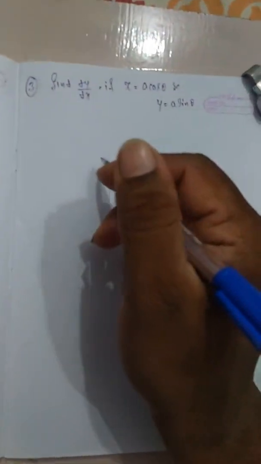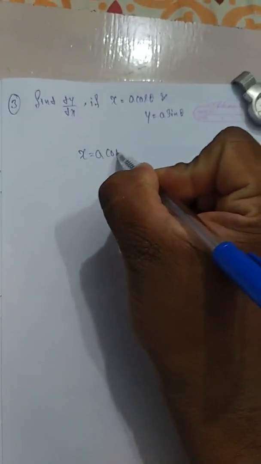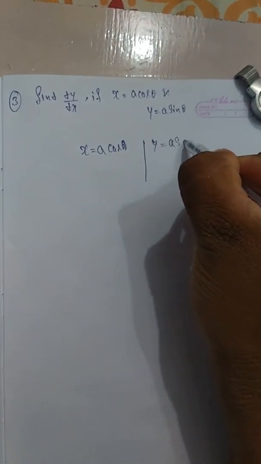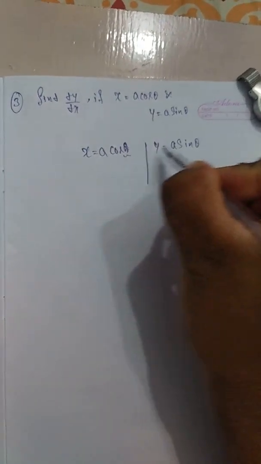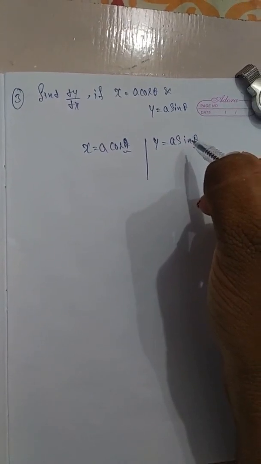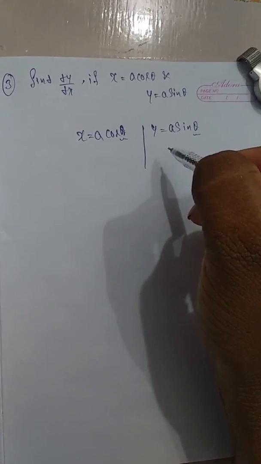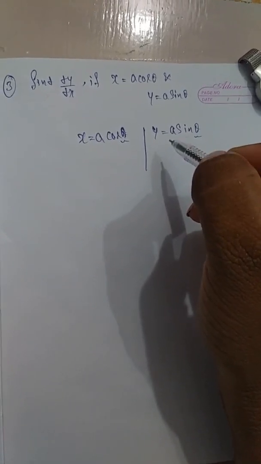Students, now we'll go for the next problem. The next problem is: find dy by dx if x is equal to a cos theta and y is equal to a sin theta. So what is the main difference in this problem? The last problem is in the form of t. Now this problem is in the form of theta. This is the main difference. Another main difference is that the given function is trigonometric, whereas in the last problem it was algebraic.